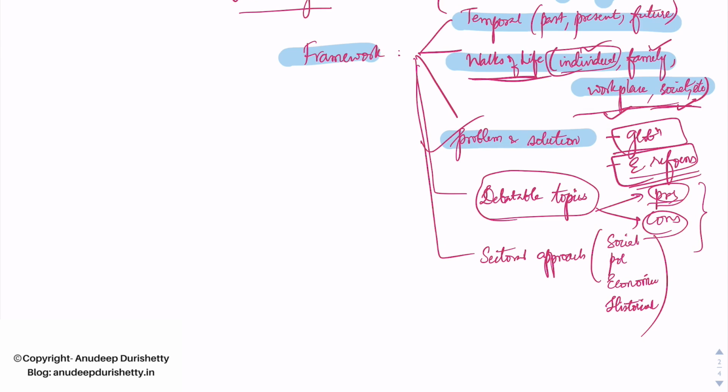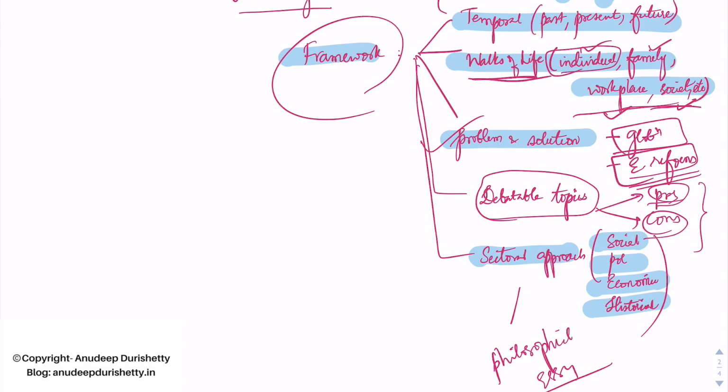And lastly, another way of expanding your main body is through a sectoral approach, where you discuss the question across various dimensions such as social, political, economic, historical and administrative perspective along with relevant examples. This is a pretty useful approach for writing, especially the philosophical essay topics. So these are broadly the various frameworks that you can use to expand your main body. Now we move on to the conclusion part of the essay.